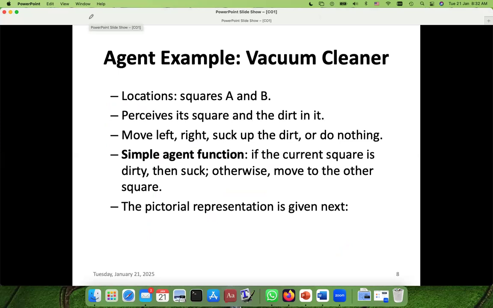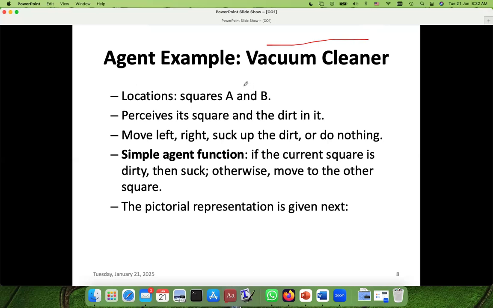So let's see the first simple example. This is an example of a vacuum cleaner that you normally may have in your homes. So this is an automatic vacuum cleaner. Before going deep into this example, first see what the background is.